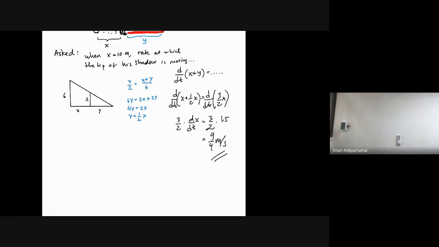So the 10 meters is not really important in this case, because the man will go with a proportional ratio, 9 over 4. So for every x he has, 10, 20, he will go 9 over 4, constant. Because there's no information whether he is changing his speed or not, right? So he's just using constant speed, so just 9 over 4.